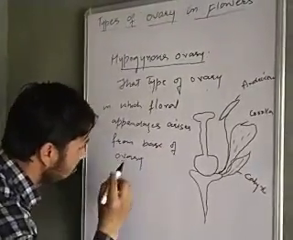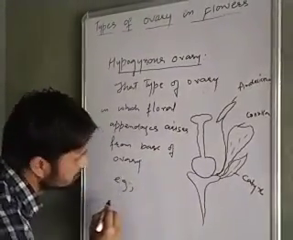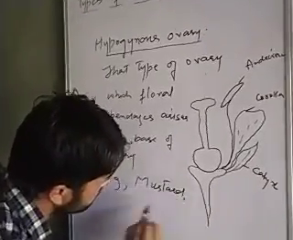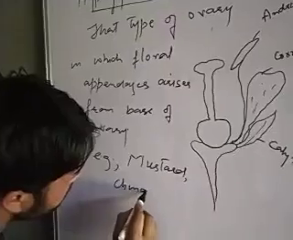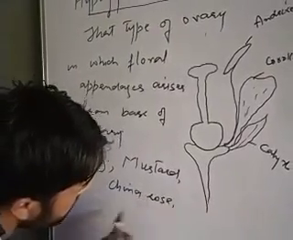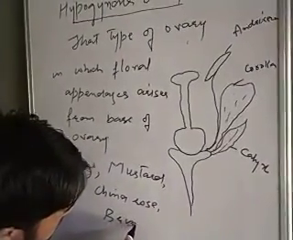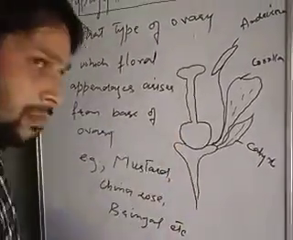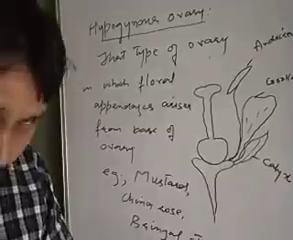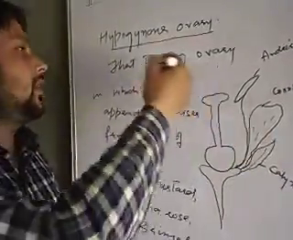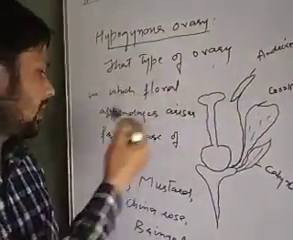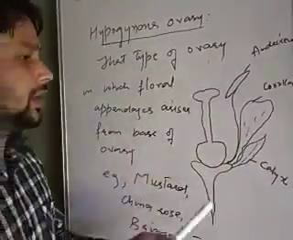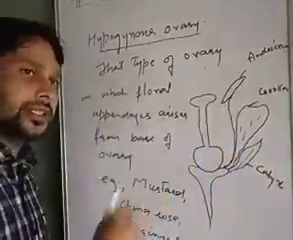The examples are mustard, China rose, brinjal, etc. These are the examples of hypogynous ovary. I have explained what hypogynous ovary is and given the definition: that type of ovary in which floral appendages arise from the base of the ovary. And in the diagram, I have shown why this is called hypogynous and why this is a superior ovary.